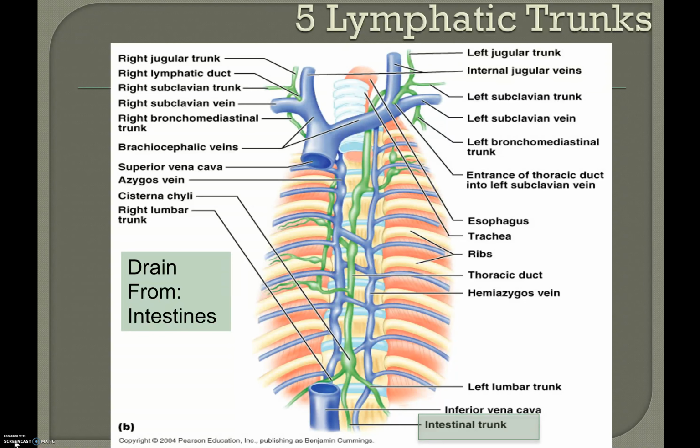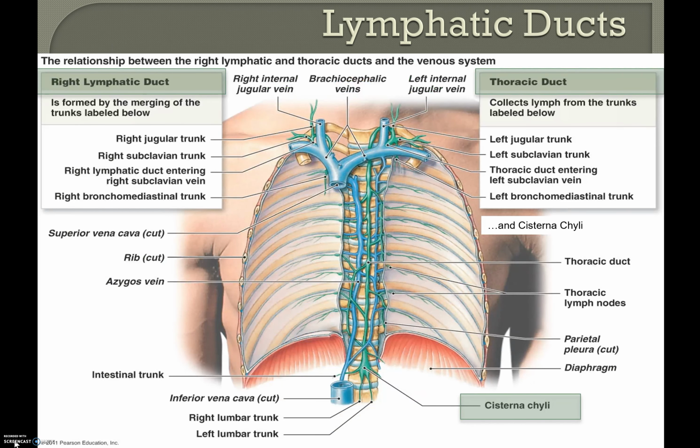These lymphatic trunks join to form lymphatic ducts. And remember, we have 2 lymphatic ducts. We have a right lymphatic duct and we have a thoracic duct. Please do remember that there is no left lymphatic duct. We have a right lymphatic duct and a thoracic duct.